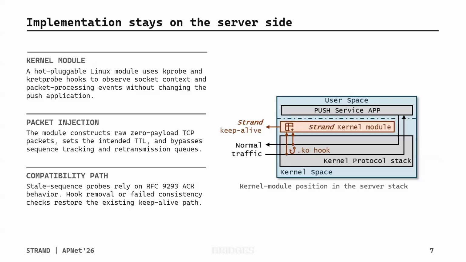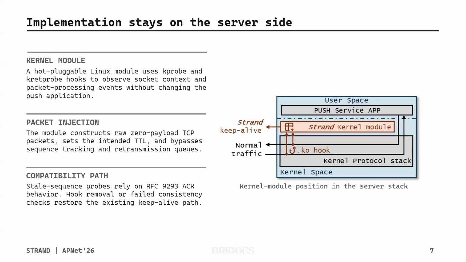The implementation is a hot-pluggable Linux kernel module on the push server. kprobe and kretprobe hooks in the kernel module observe socket contexts and TCP/IP functions. The push service does not need a new protocol or changed application logic. For probing and maintenance, the module constructs raw TCP packets from captured connection state, including the 5-tuple, sequence information, and TTL. Injection bypasses sequence accounting and retransmission queues, so an intentionally expired packet does not start TCP loss recovery.